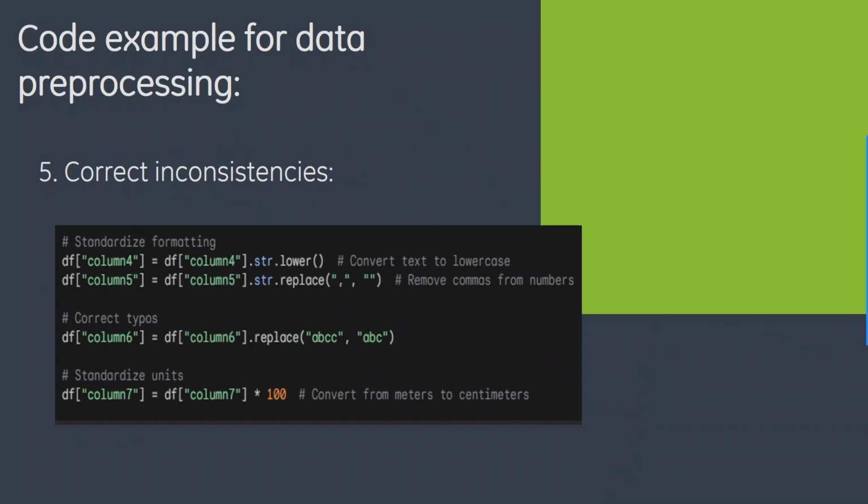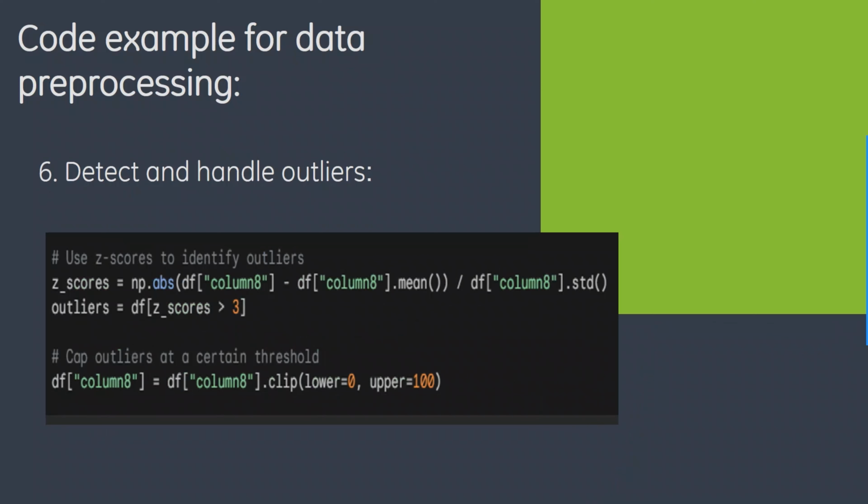Correct inconsistency. So here you can see for columns 4, 5, 6, 7 we have different approaches. So first one in column 4 we are replacing it with the lower case, and for column 5 the comma is replaced with nothing so that the comma is out of the screen. And then for column 6 we have replaced A, B, C, C, which is an error, where we want ABC as a categorical value. We have replaced it back to ABC. And then we have to standardize the unit, which is the 7th method, that is multiply by 100 or whatever means you have to convert it.